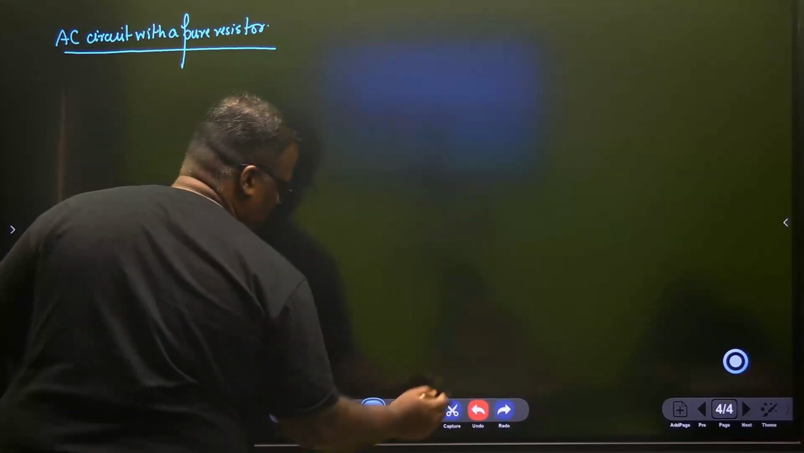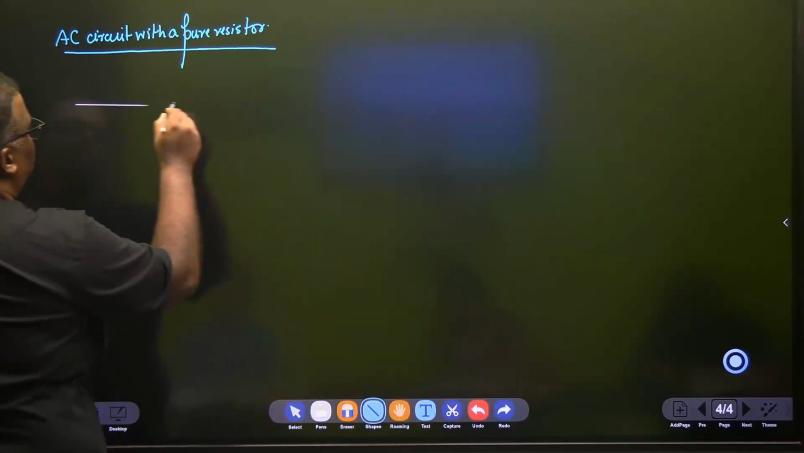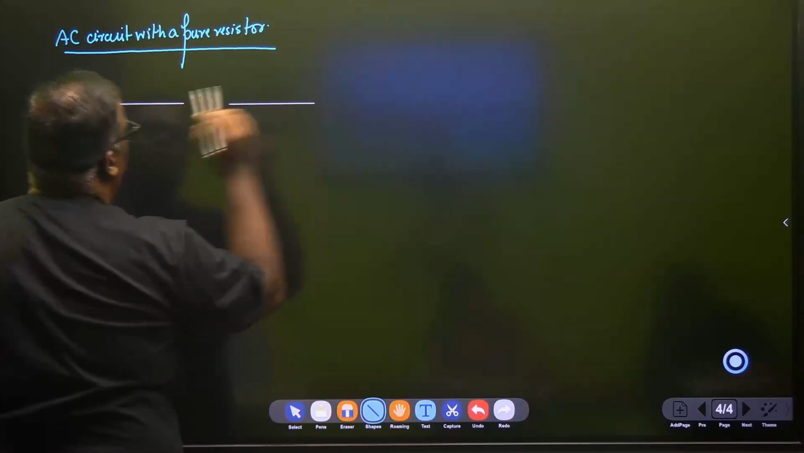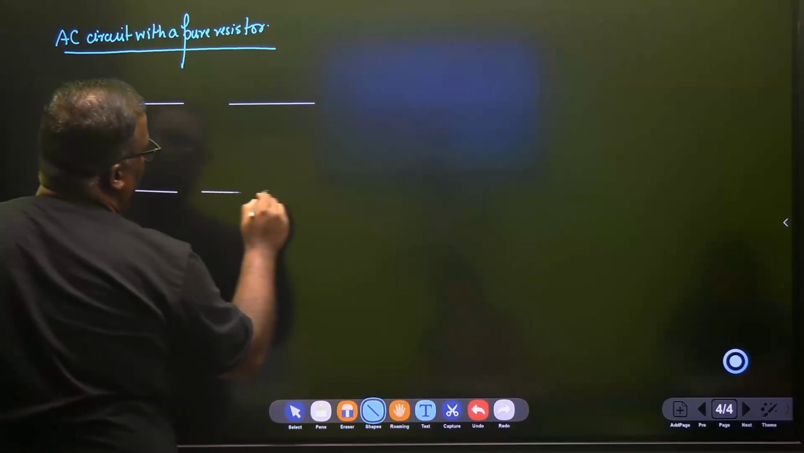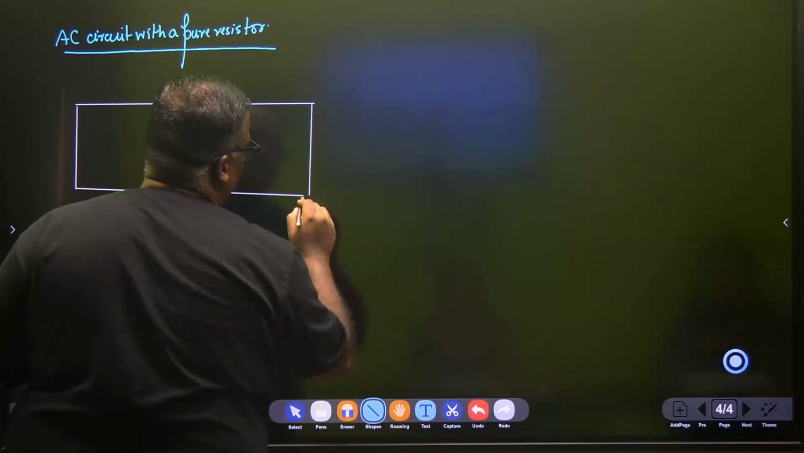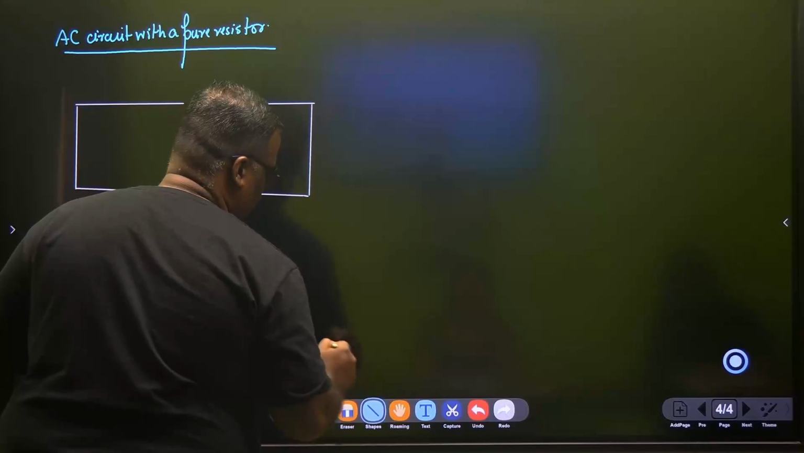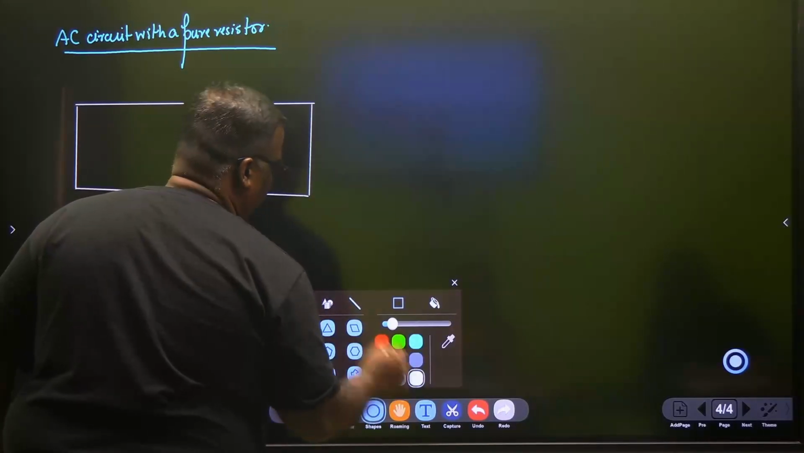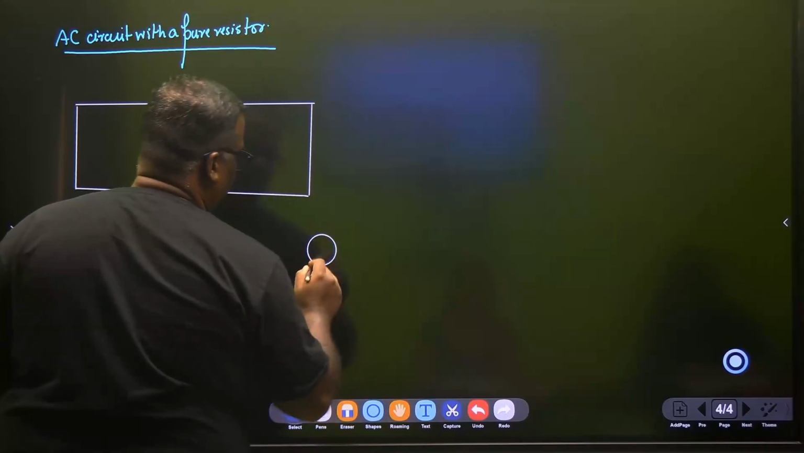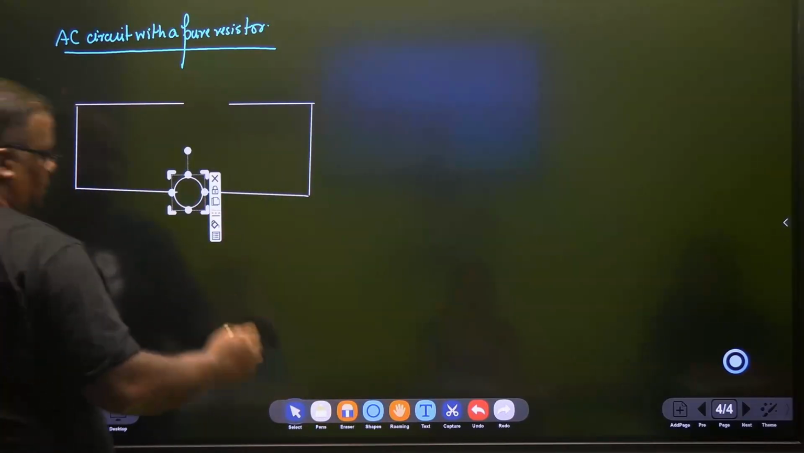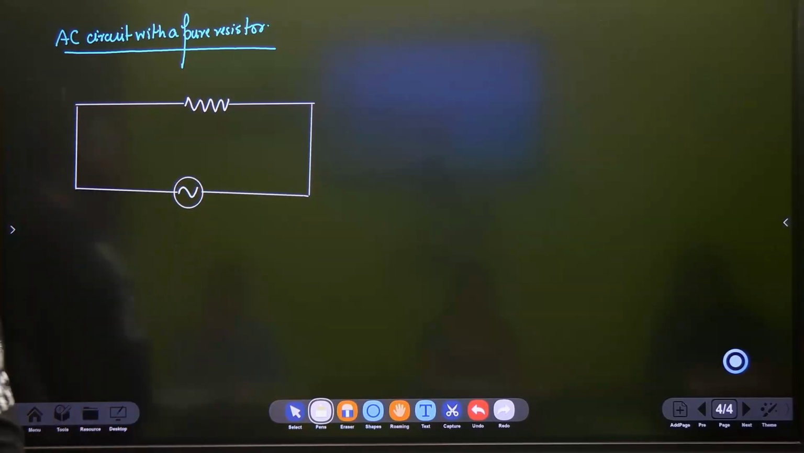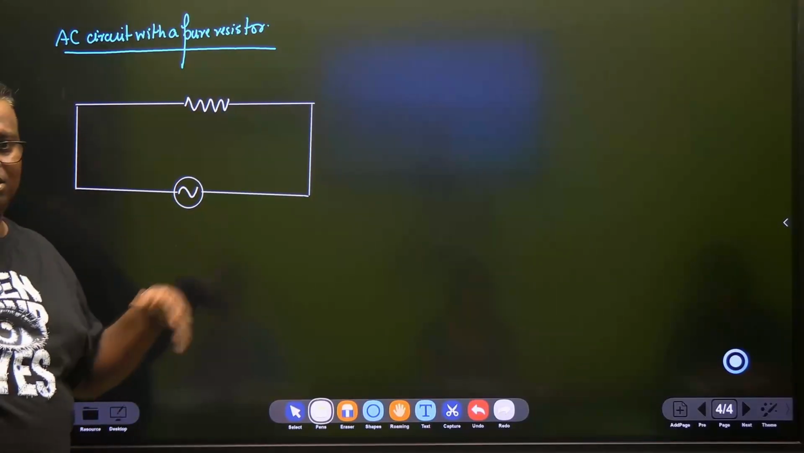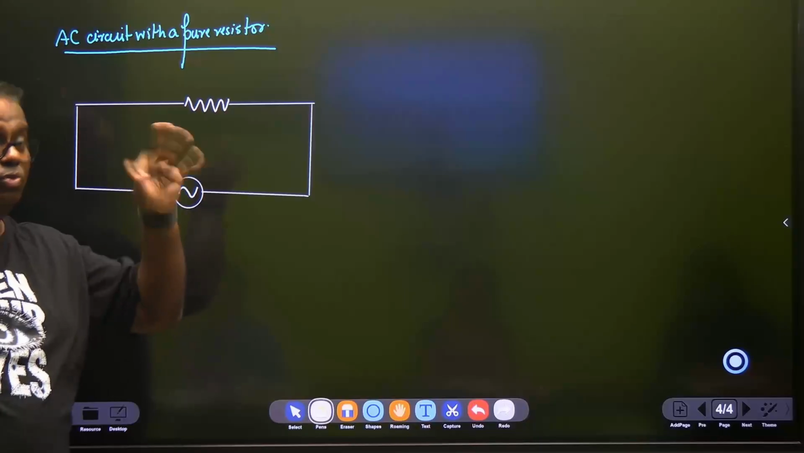So my circuit is, so I have an AC circuit now. I will not put any direction of current like I used to put in a DC circuit, because here current doesn't have a direction. Current is oscillating at what? 50 hertz, right?